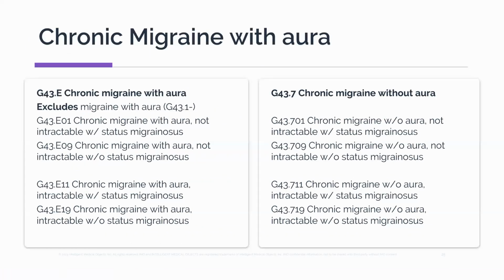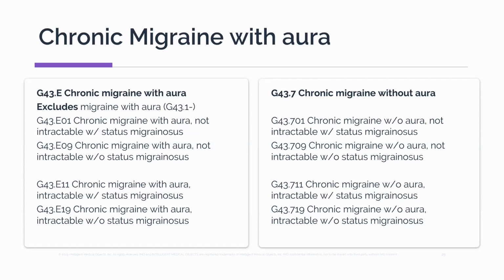We also have new codes for chronic migraine with aura. So the left-hand side is the new codes, but I also wanted to show you that we had G43.7 for chronic migraine without aura already existing. And these follow the similar pattern that we see in the migraine chapter with not intractable and with intractable, with or without status migrainosus.